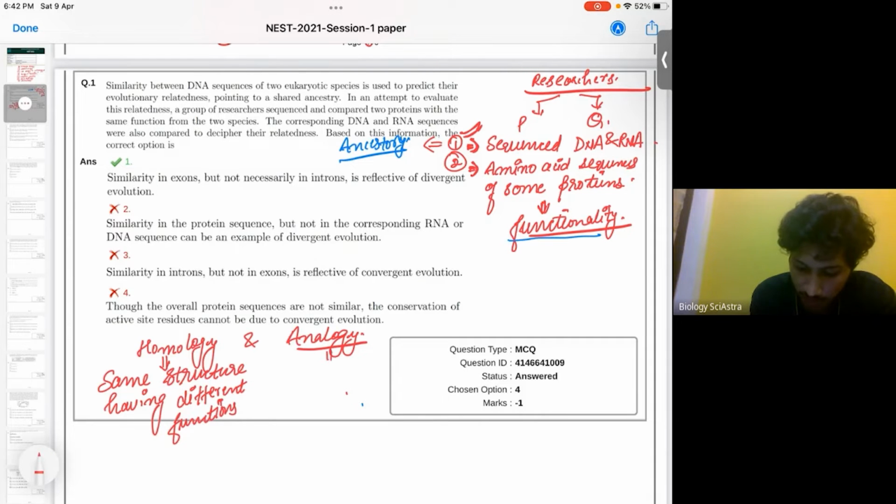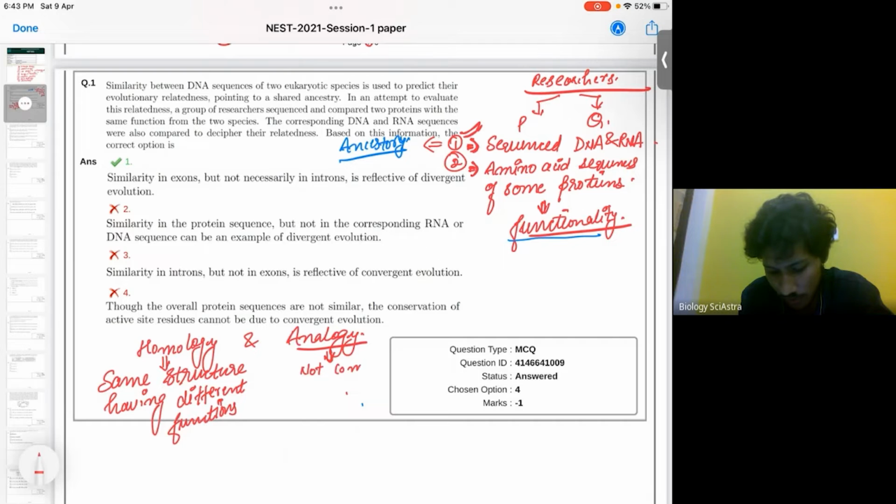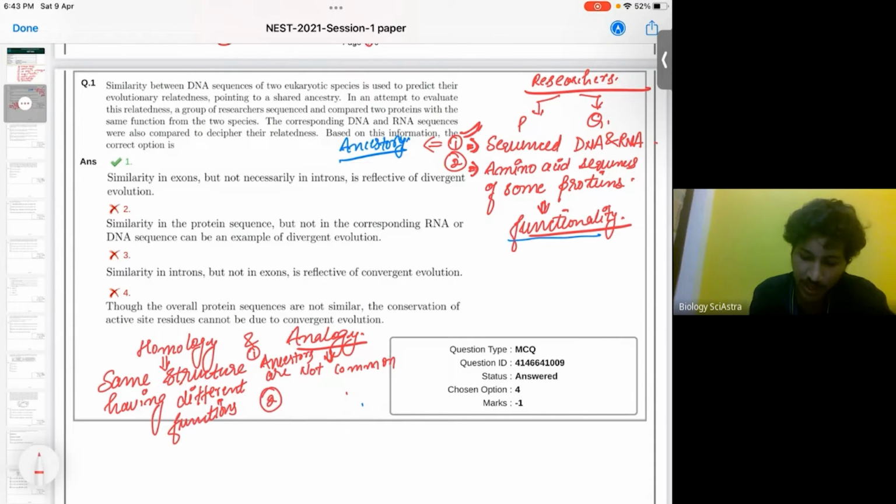And analogy means ancestry differs. So we can say that ancestors are not common. And the second thing is that although the ancestry is not common, still that organ which we are studying is showing the same function.